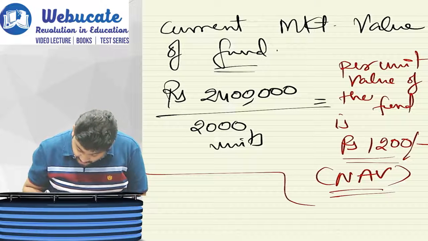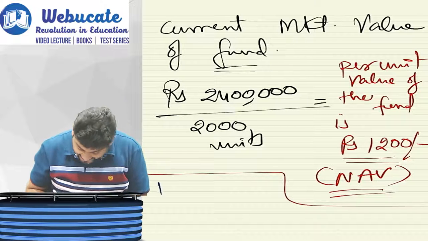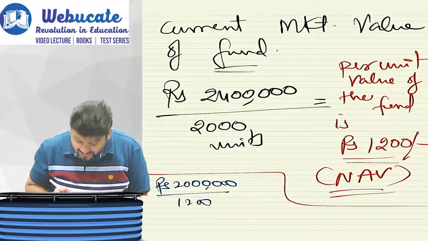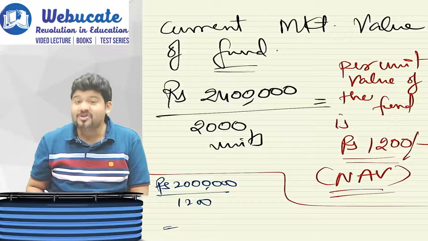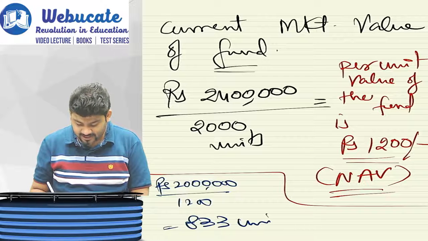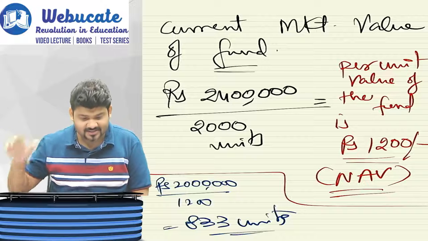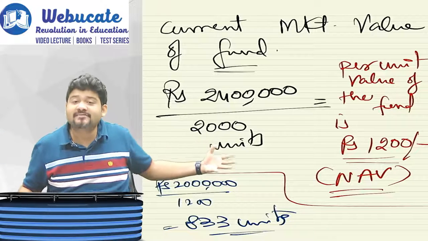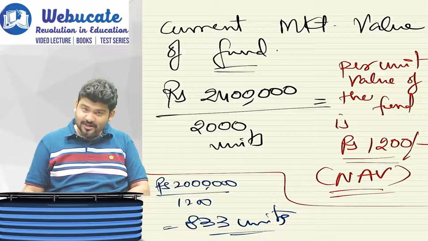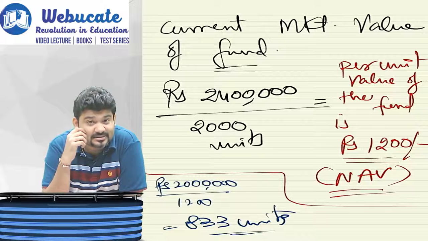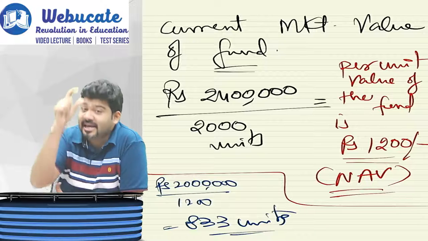So in short, your friend, when he will invest 20 lakh rupees divided by 1200, he will get not 1000 units, but probably 833 units. And this is how the value of NAV is calculated. And let me tell you, for open-ended funds, anytime you can purchase, anytime you can sell, the NAV changes every day.